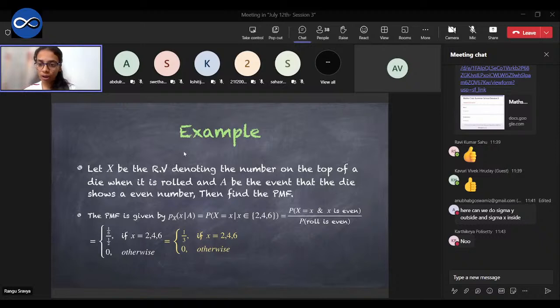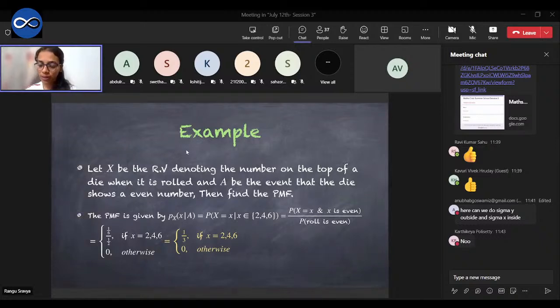Let us say x is odd, let's take the value 1. Probability that X is 1. That means on the top of the die, the number is 1 and X is even. On the top of the die, the number is 1, that means it is odd, so it is not even. So the probability of this occurrence is 0. So whenever we take any value of x which is odd, probability will be 0.